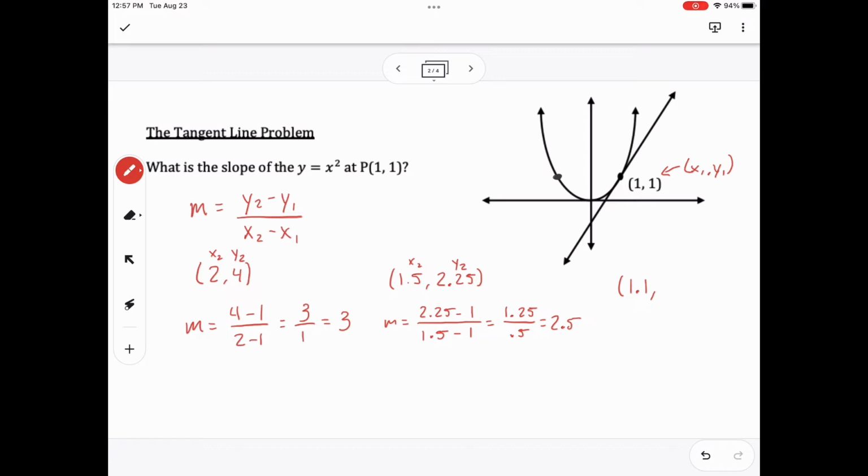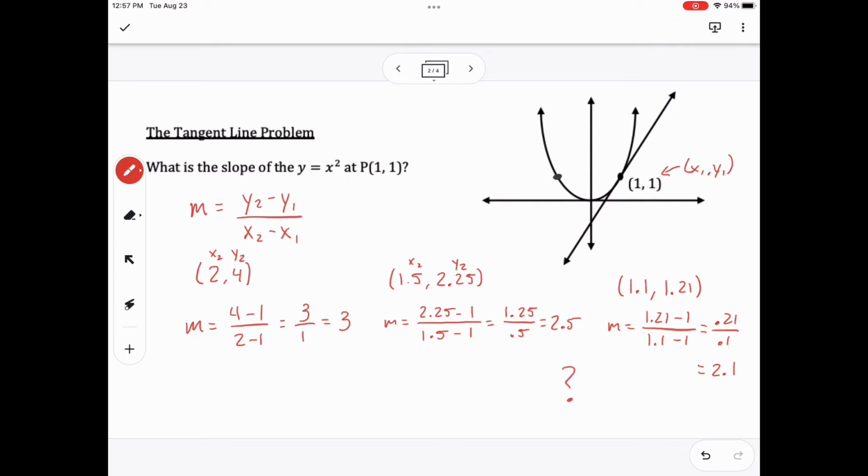1.21. And then plug that into our slope formula. Okay, that'll give us 0.21 over 0.1, and that gets us a slope of 2.1. Okay, so it looks like we're heading towards something.